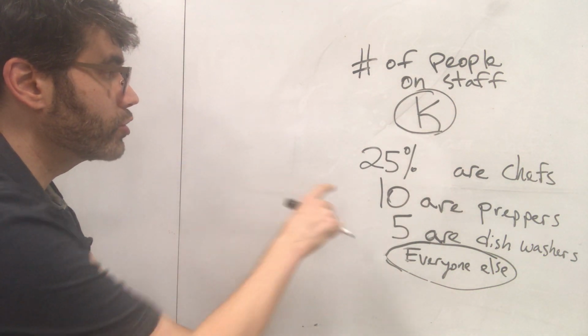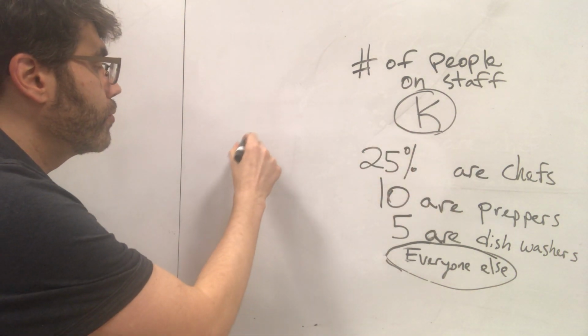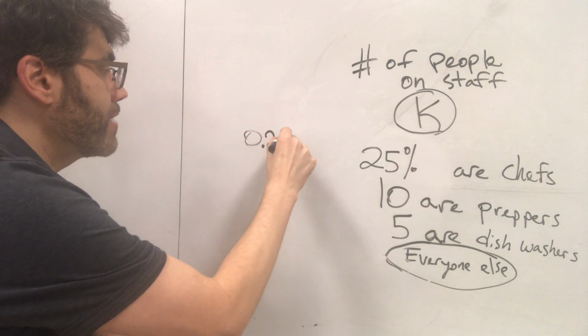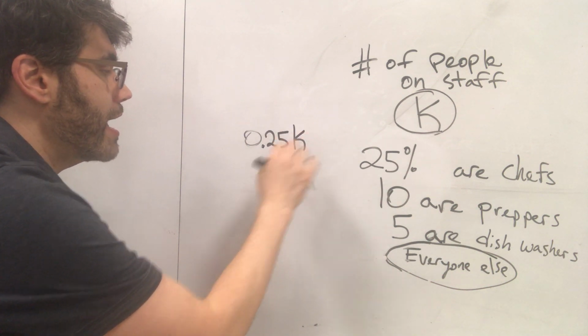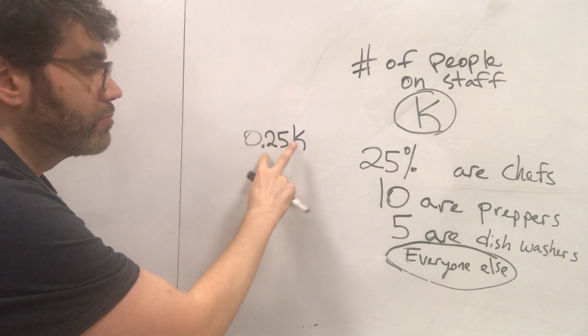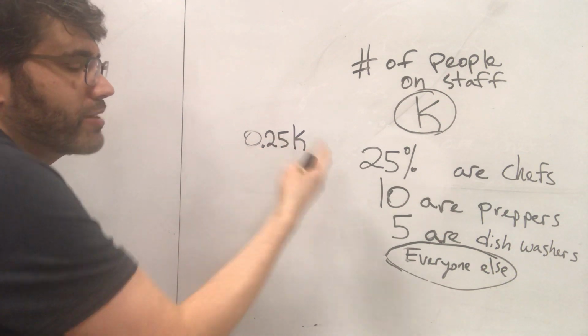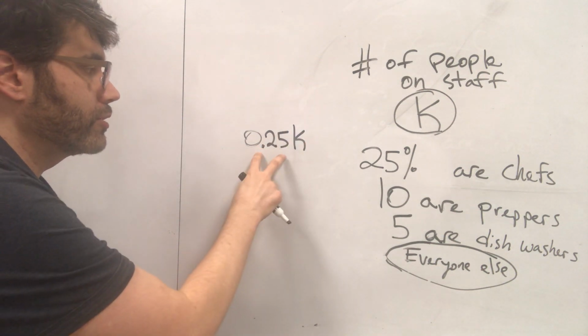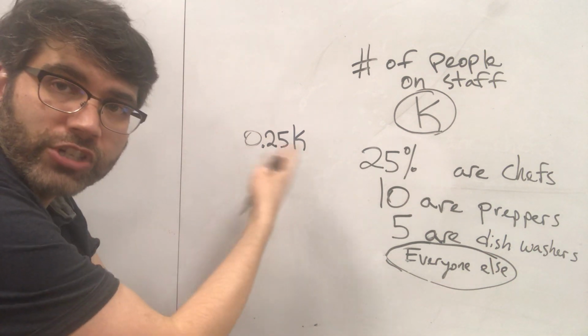So let's do that. 25% of K are chefs. So we represent that with 0.25K. So this is 25% of K. Of means multiplying, so you're going to multiply these two. And you can't multiply 25% as a percent. You need to turn it into decimal form. So 0.25K represents the chefs.